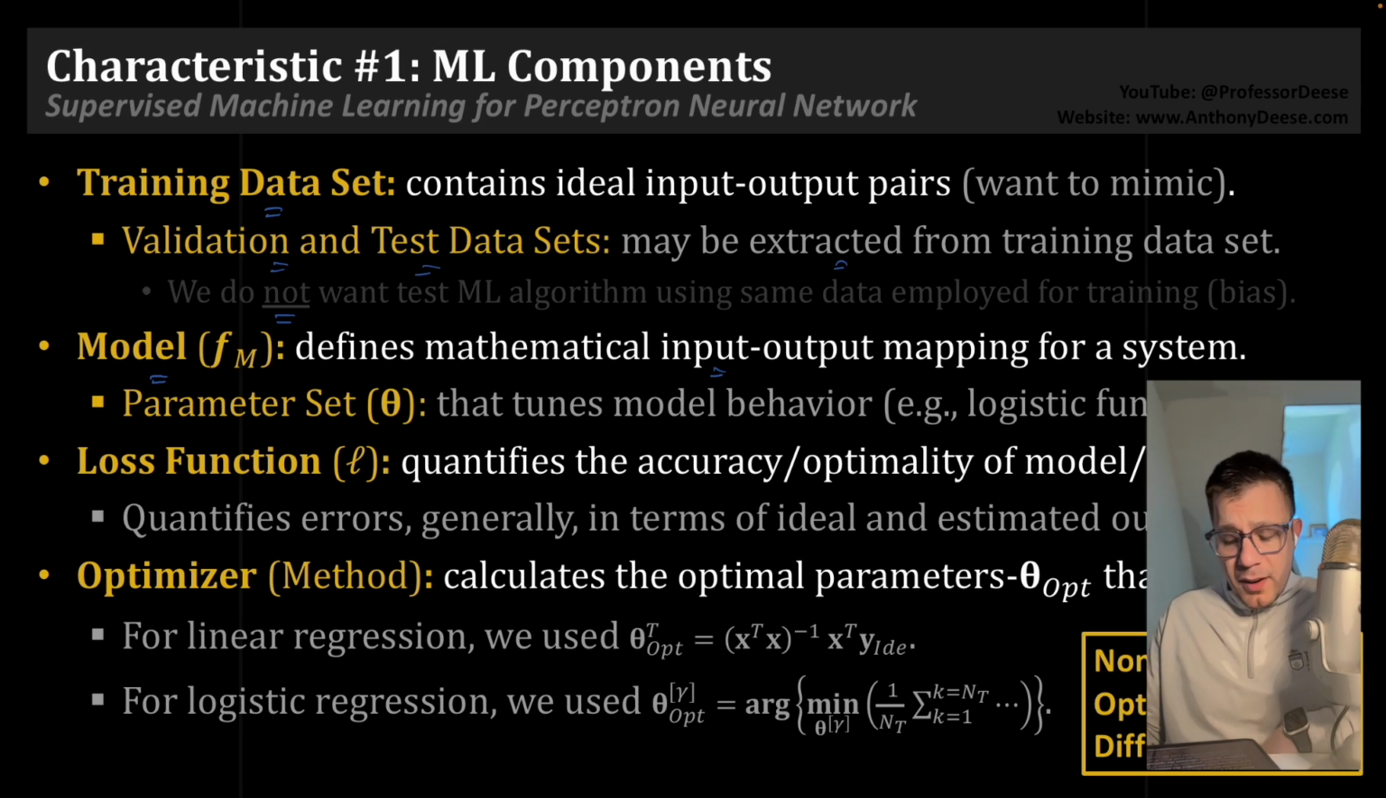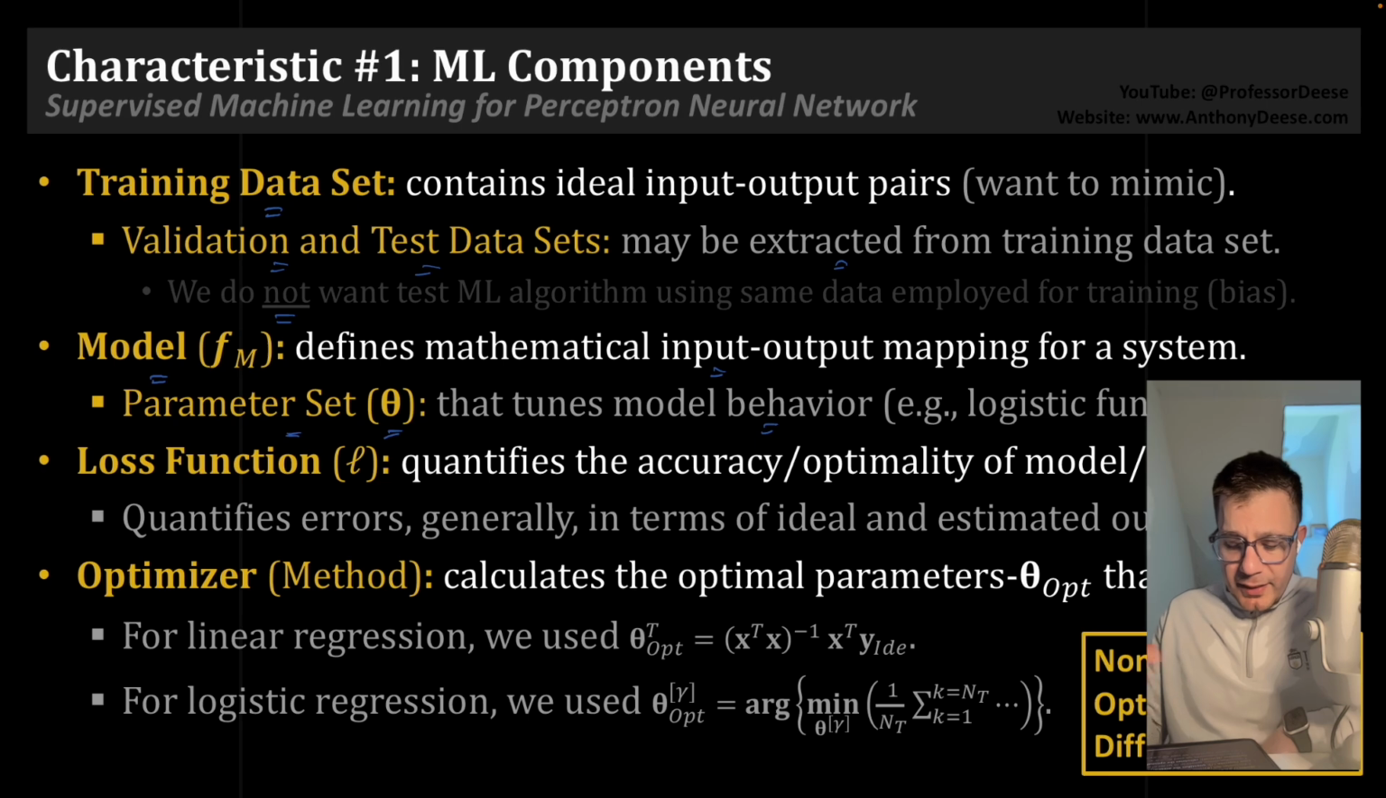Associated with the model is the parameter set, which we refer to as theta, and that tunes the model behavior. This was very well demonstrated in the linear regression and logistic regression models. For the linear model, it was y equals mx plus b, and there were two parameters, m and b, which we called theta 0 and theta 1. The whole point of the linear regression algorithm was to come up with optimal values for those parameters.